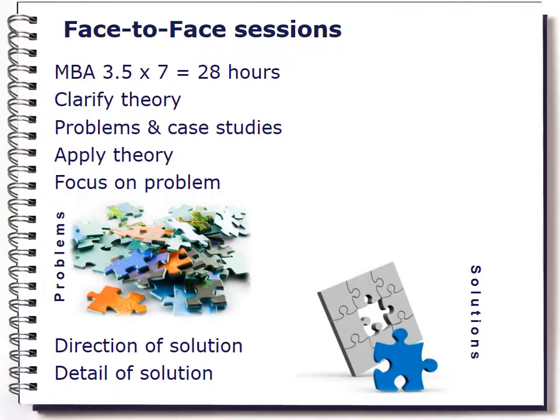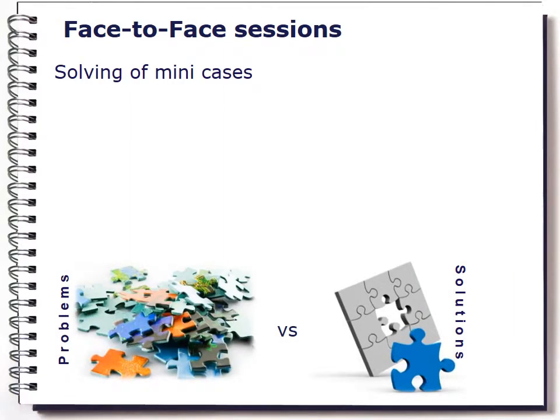On the Masters of Engineering Management program, my contact time is less than on the MBA. But being a lot of engineers, they tend to move quicker than the open groups on the MBA, which means I basically do the same amount of work in 2.5 days that I do in 28 hours with the MBAs. The solving of the mini cases is actually what takes most of the time in the class.